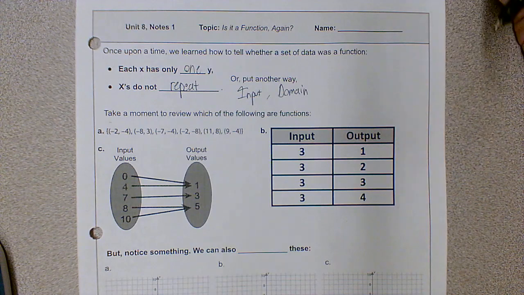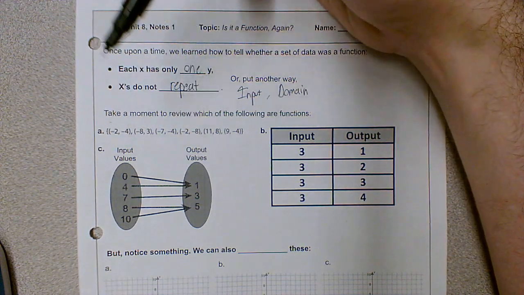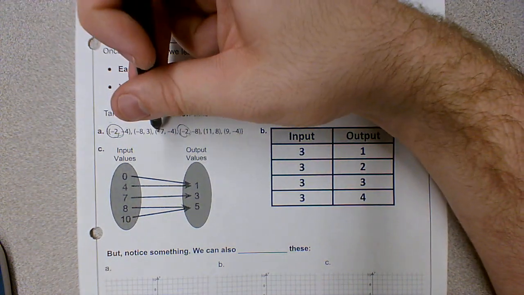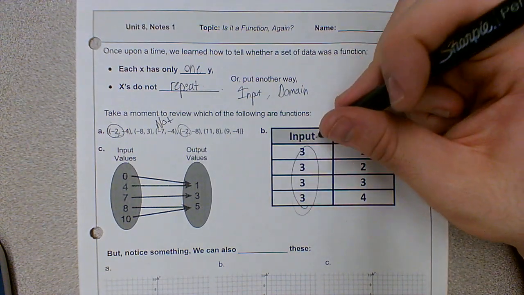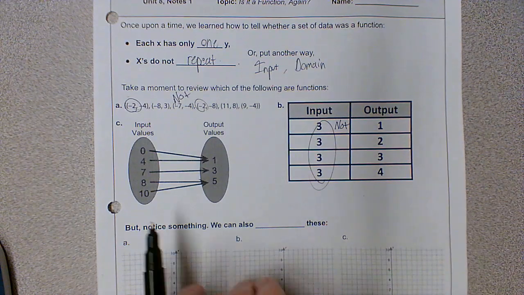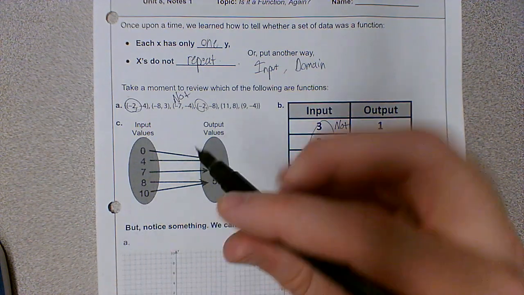So let's figure out if these are functions. Here, my -2 repeats, so it is not a function. Here, my 3 repeats, so it is not a function. And in this mapping diagram, my domain, my input, my X does not repeat, so it is a function.